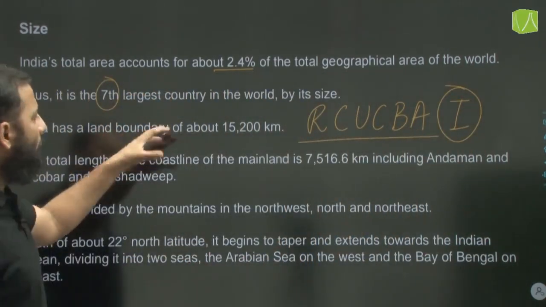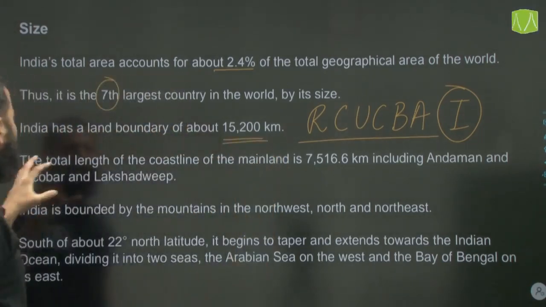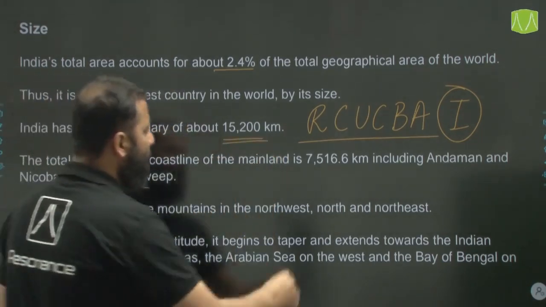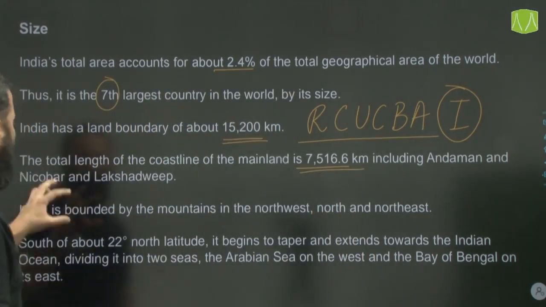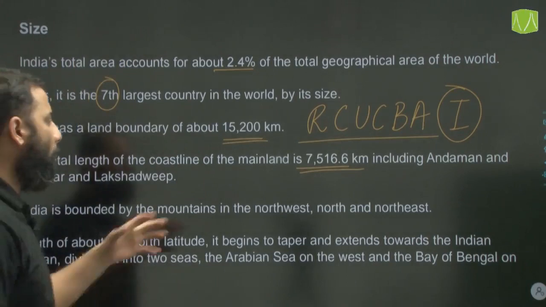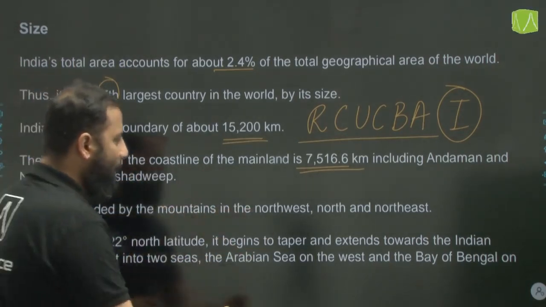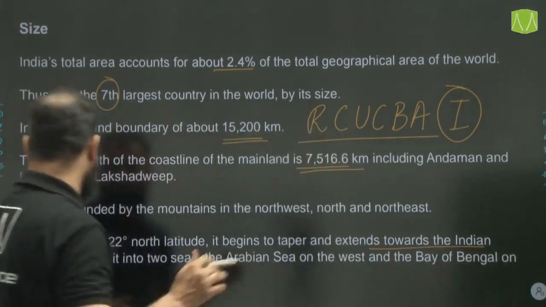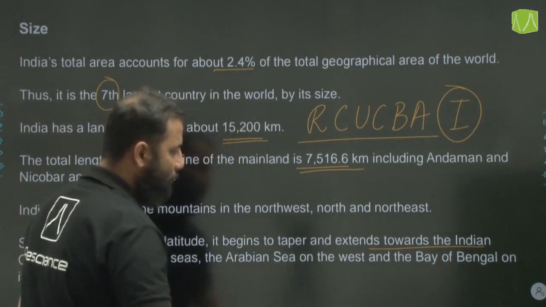Now, India has a land boundary of about 15,200 kilometers. The total length of the coastline is 7,516.6 kilometers, including Andaman and Lakshadweep. Bounded by the mountains in the northwest, north and northeast, and south of about 22 degree north latitude, it begins to taper and extends towards the Indian Ocean, dividing into two seas, the Arabian Sea on the west and the Bay of Bengal on the east.